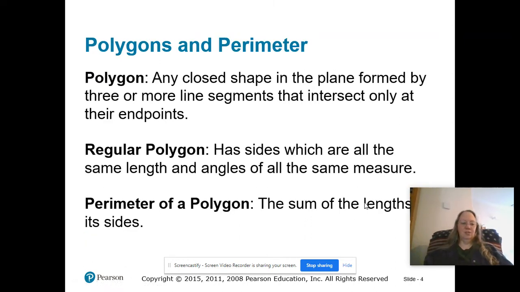So first, some definitions. A polygon is a closed shape. Remember we talked about closed shapes when we were talking about triangles. A polygon can have 3 or more line segments or sides. A regular polygon is a special type of polygon where the length of each of the sides is the same and the angles all have the same measure. The perimeter of a polygon, you add up the lengths of the sides.